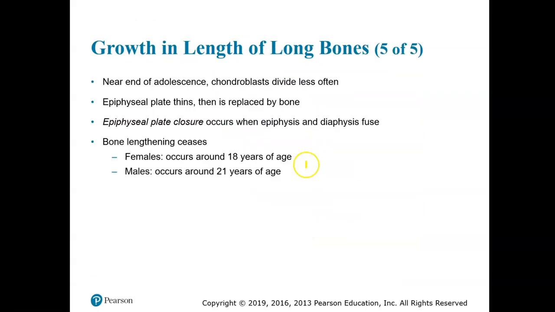And when the individual has reached their full adult height, when they're fully grown, the epiphyseal plate will close, and what's left is called an epiphyseal line. This happens in males around 21 years old, and it happens in females around 18 years old.